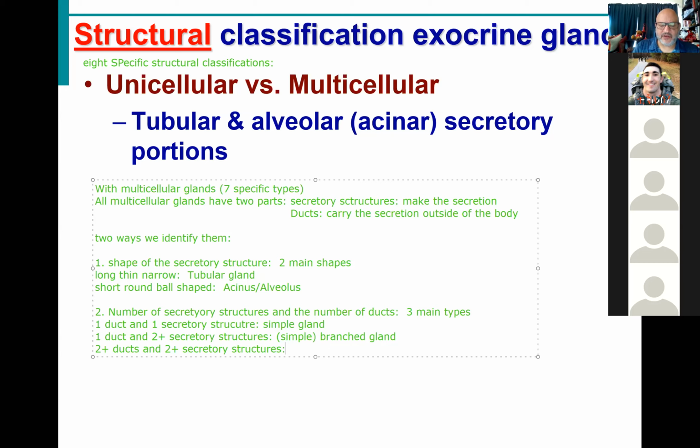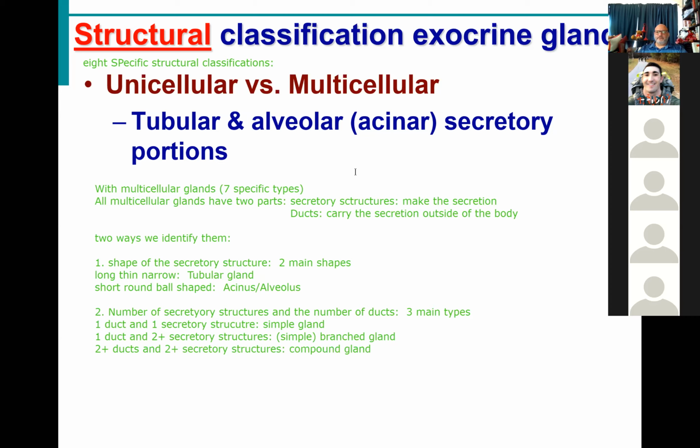And if that is the case, you are a compound gland. All right? So let's let this information sink in for a second. And once this information sinks in, we can actually take the time to draw these structures and make sure that it makes sense to us.